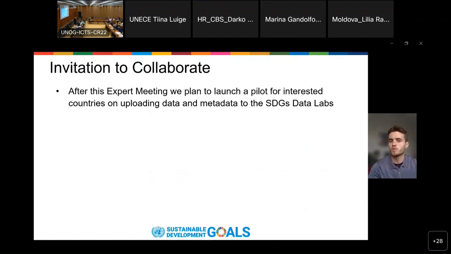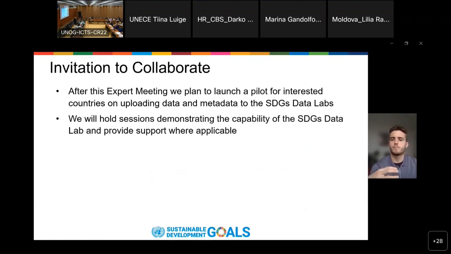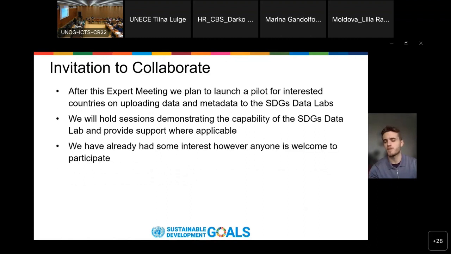So as I say, we plan on launching a pilot for interested countries and uploading data and metadata to the lab. The basis of this being it will hold sessions demonstrating the capability of this and provide support where possible. There has been some interest from a number of countries. However, anyone is welcome to join.